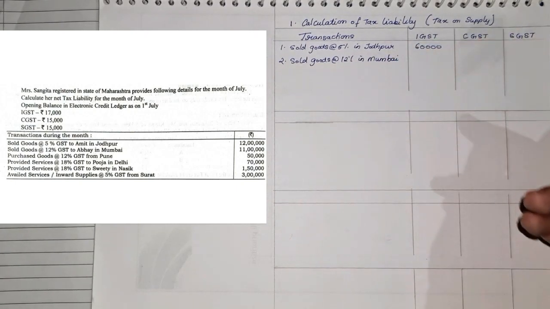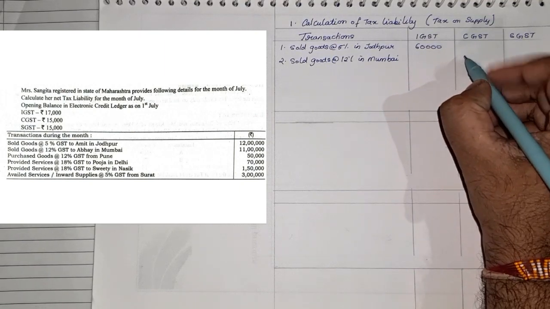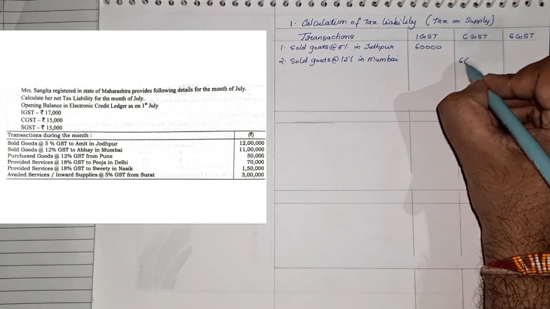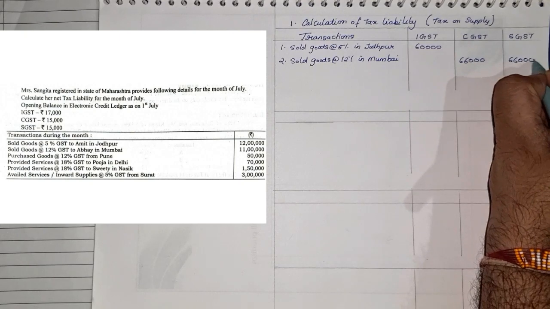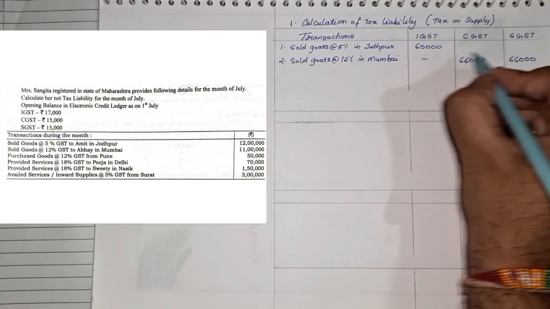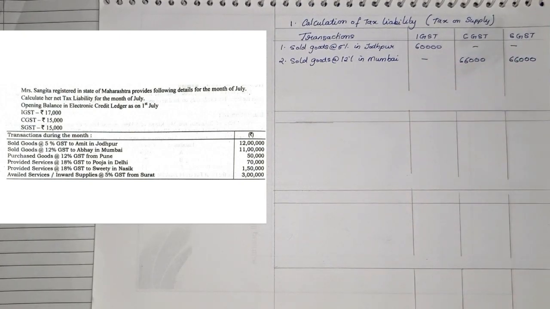Now Maharashtra, Mumbai, same state. So whatever is the tax, 12% on 11 lakh, we'll have to split that in two parts, so it will be 6% each. So 6% of 11 lakhs is 66,000. So 66,000 will go in CGST and 66,000 will go in SGST. Okay, next, purchase cannot come here, provided.